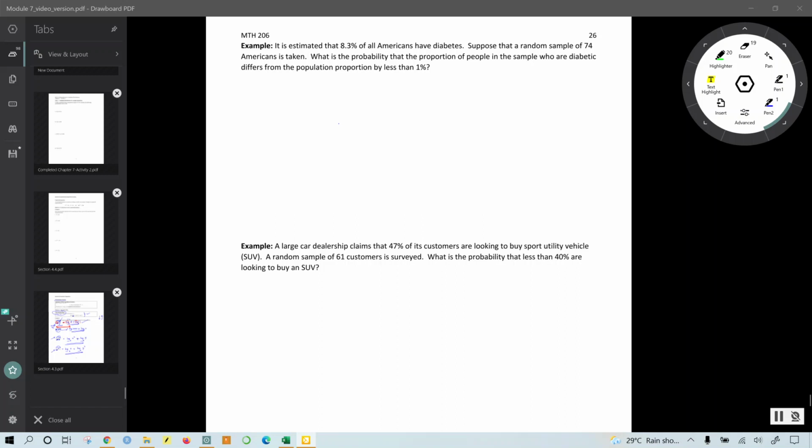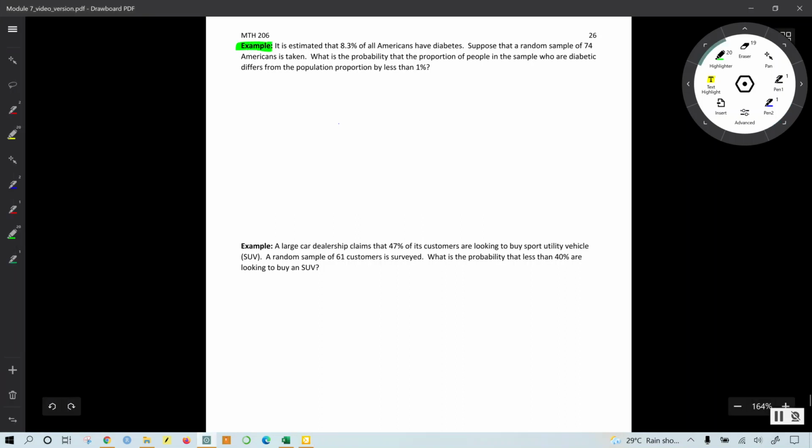We are now ready to take on some more examples. In this example on page 26, we are told that it is estimated that 8.3% of all Americans have diabetes. This means that in the general population of all Americans, the proportion or fraction of those who have diabetes is 8.3%, same as 8.3 divided by 100, and that would be 0.083.